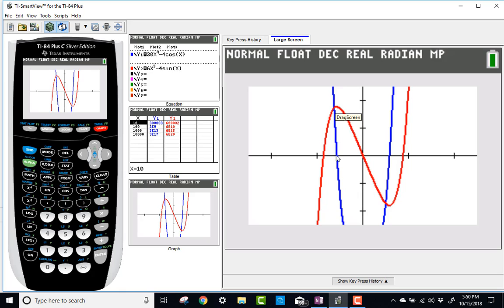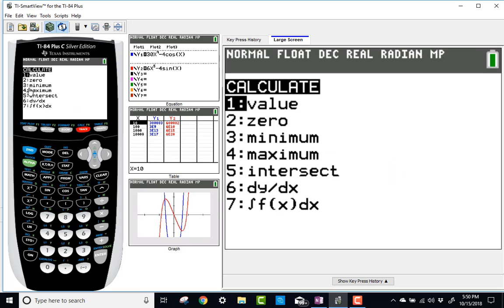So I want to find these values right here. I could also just find the max and the min on my original function too. So we're going to find the zeros. We're going to go into the second menu, hit the trace button, and calculate number 2, a 0.